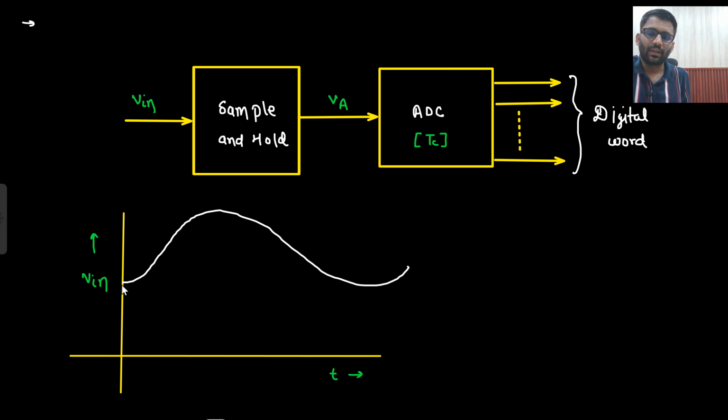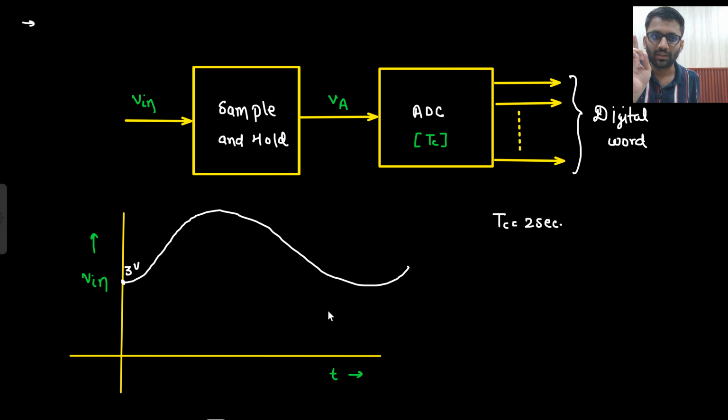This is my V in. Okay, I am starting from t equals 0. Let's just say this voltage is 3 volt. Now my conversion time, I am assuming it 2 seconds. So now this 3 volt should stay constant for 2 seconds at least.